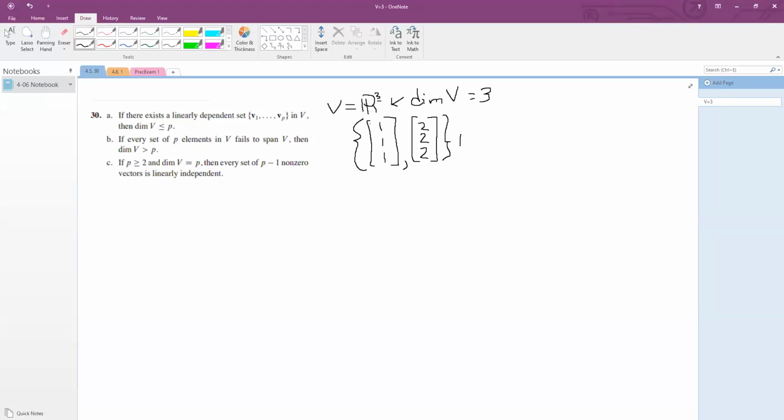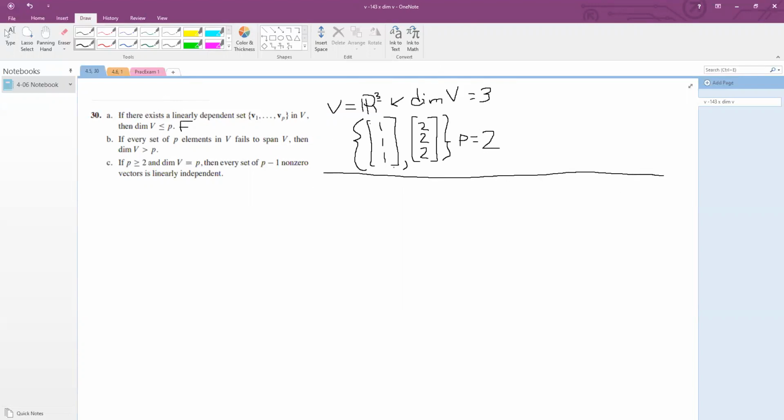So now we have this linearly dependent set. P, which is the number of elements in it, is 2. V has dimension 3. And so we have something where P is actually less than the dimension of V, but we still have a linearly dependent set. So we have proven that that one is false. And that's your counterexample.